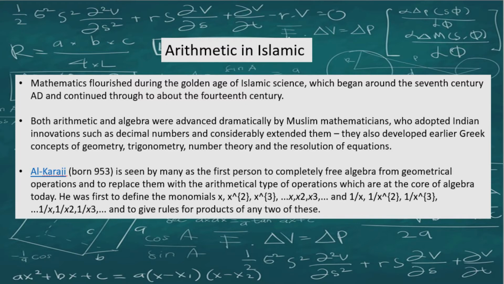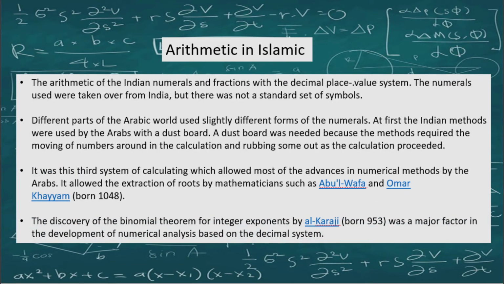There are a lot of people who contributed to arithmetic in Islamic mathematics, but the most popular was Al-Karaji, who was born in 953, then Abu Al-Wafa, Umar Khayyam, and last but not least, Al-Kashi.